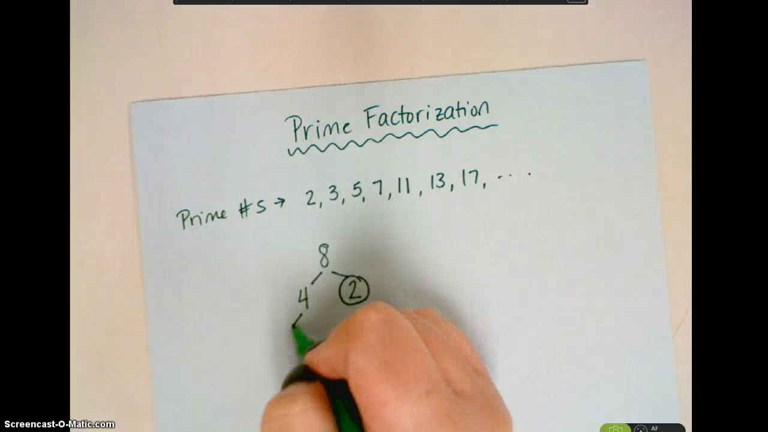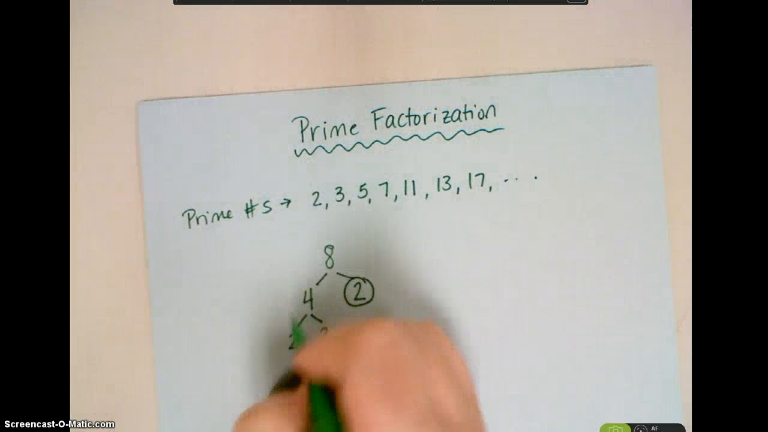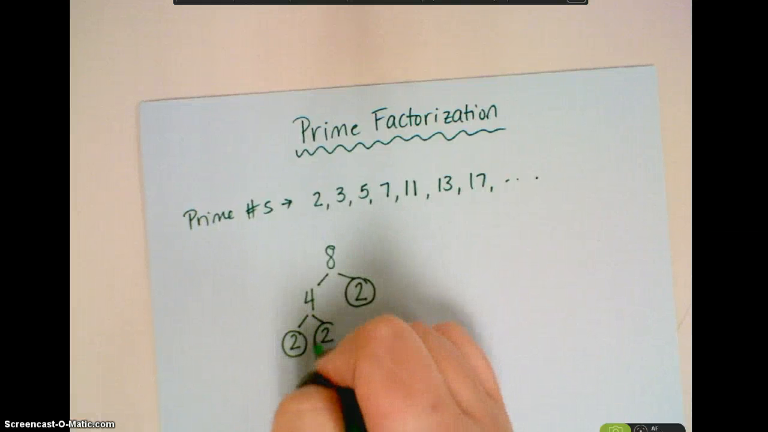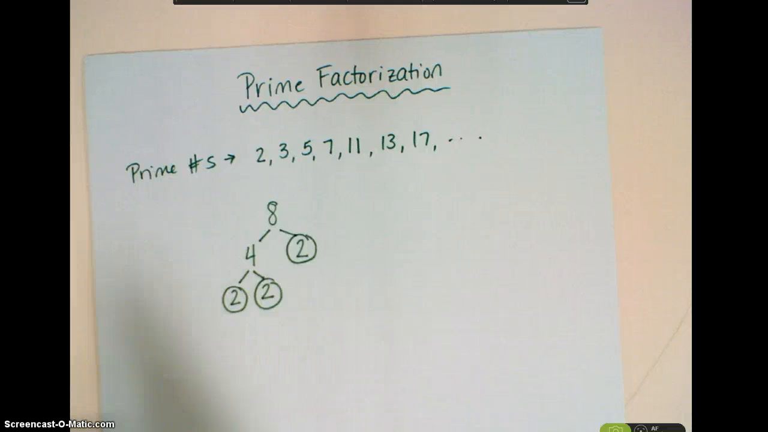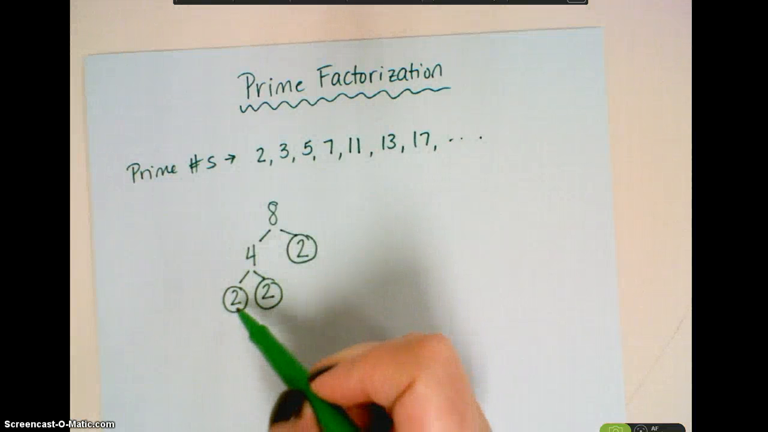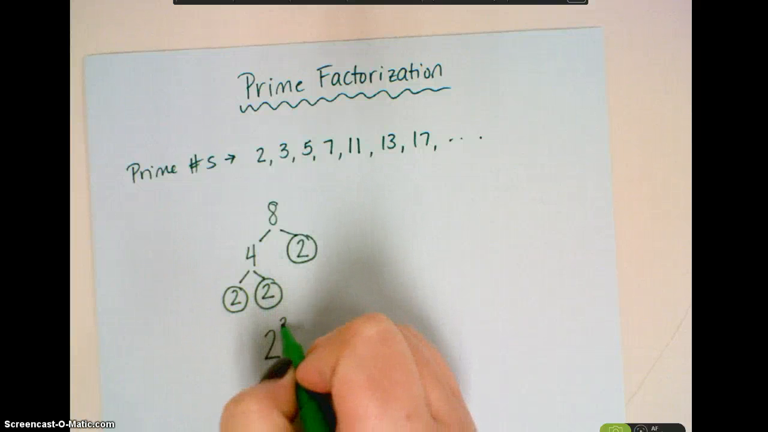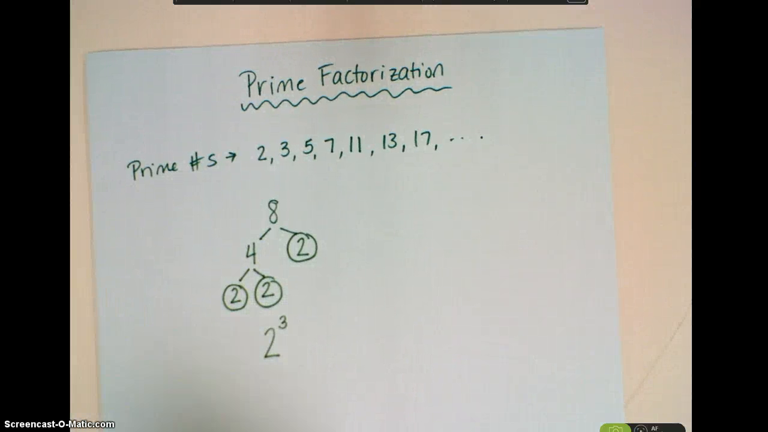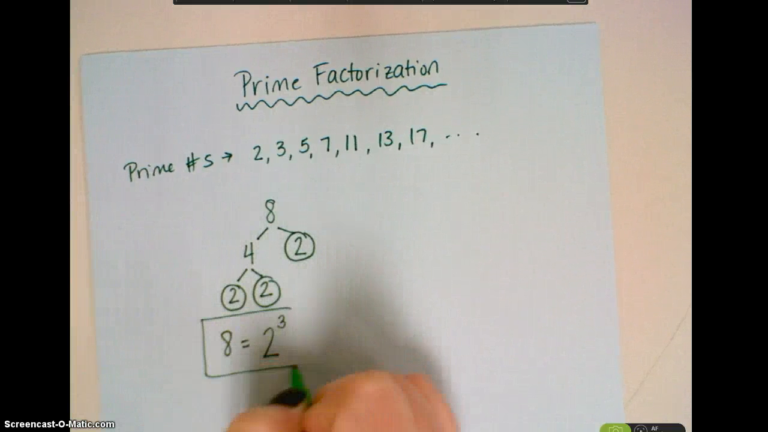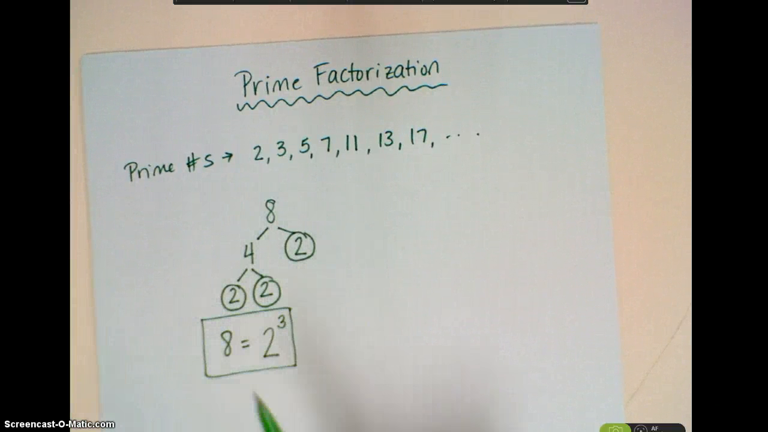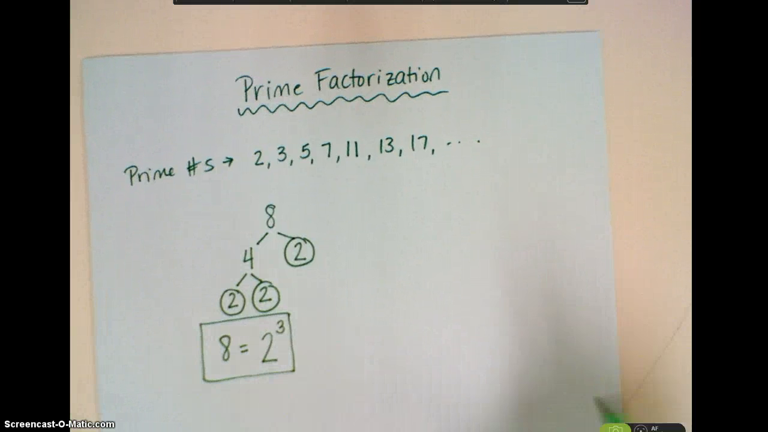4 can still be divided into 2 times 2. Since those are both 2's now, those are prime, and I would circle them, and my factor tree is done. Now to write this in our exponential form, I'm going to write 2 as my base, and because I have 1, 2, 3 of them, I'm going to write 2 to the third power. So 8 is equal to the prime factorization of 2 to the third power, because if we multiplied that out, it would be 2 times 2 times 2, which would get us 8.